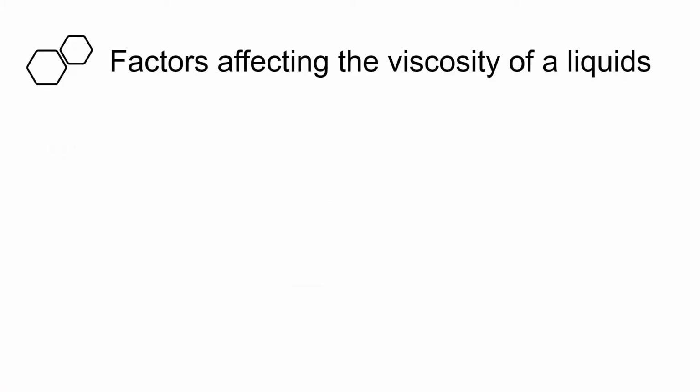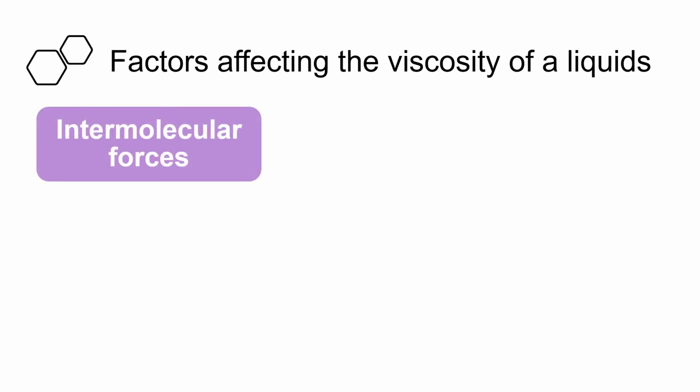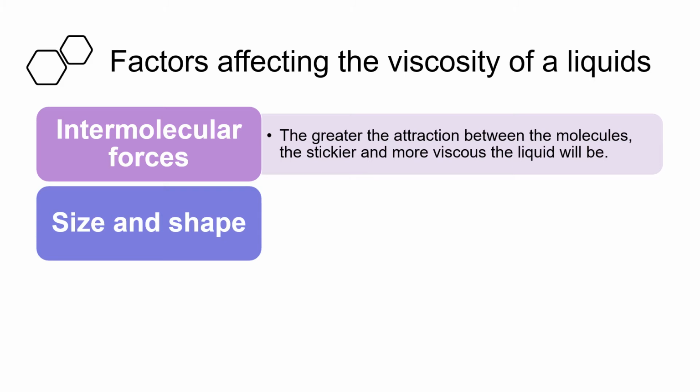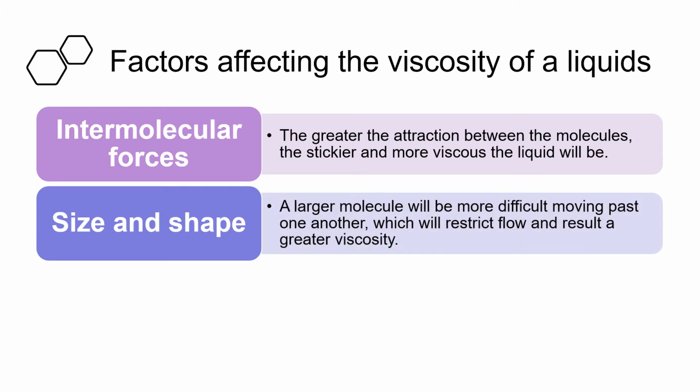There are three factors that can affect the viscosity of a liquid. First, the intermolecular forces. The greater the attraction between the molecules, the stickier and more viscous the liquid will be. Second, the size and shape. Larger molecules have more difficulty moving past one another, which will restrict flow and result in a greater viscosity.